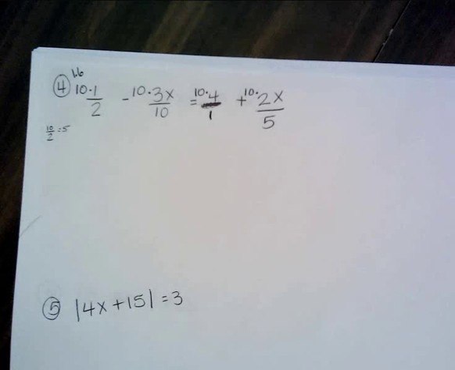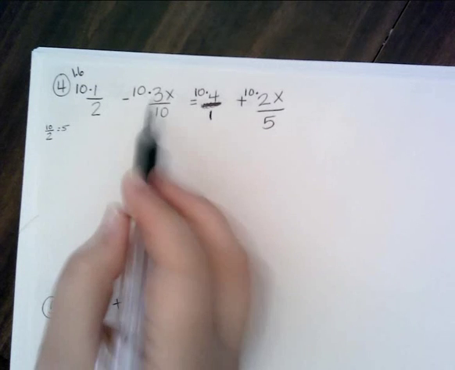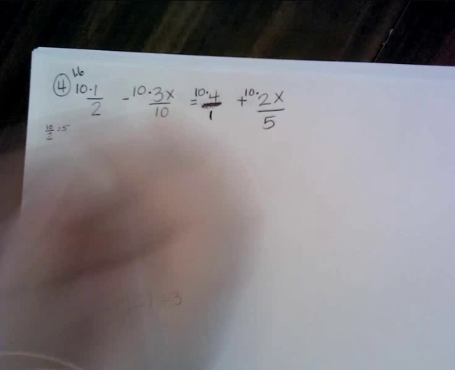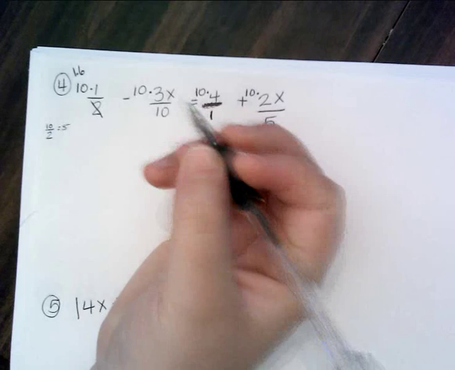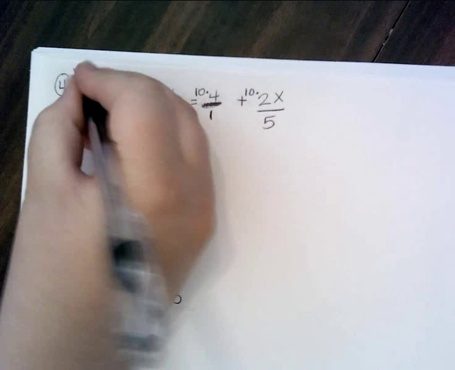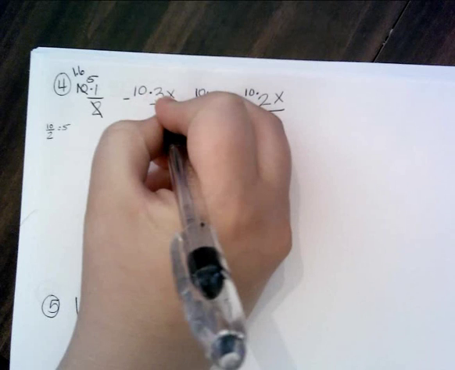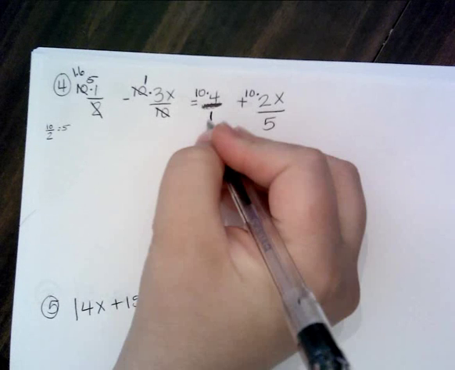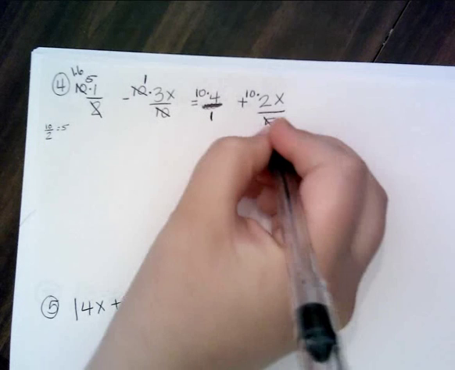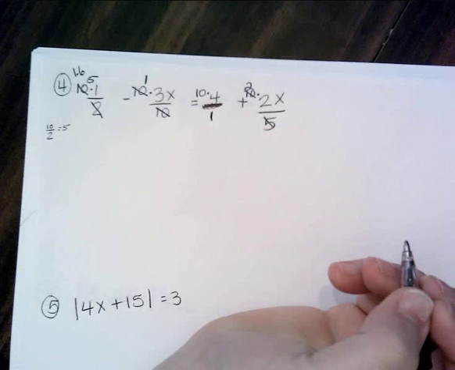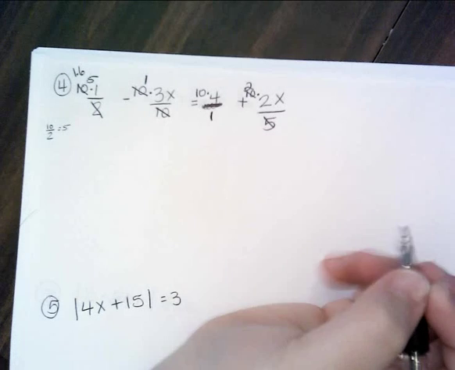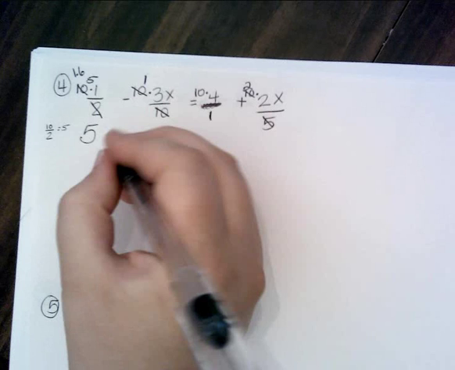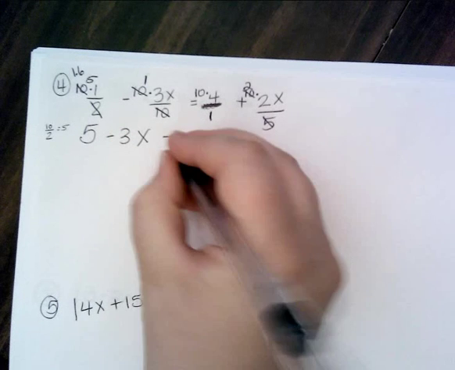Instead of having to do that process with every single fraction, there's a faster way we can do this. We could simplify first by saying that 2 goes into 10 5 times, that 10 goes into 10 1 time, well, 1 goes into 10 10 times, and then 5 goes into 10 2 times, and then multiplying what you have left. So 5 times 1 is 5. 1 times negative 3x is negative 3x. 10 times 4 is 40.